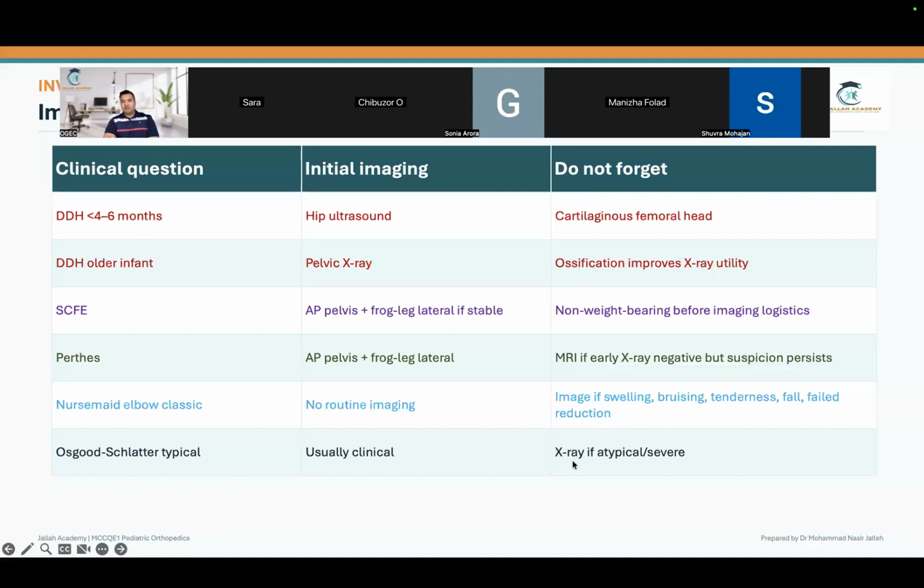Osgood is usually clinical. X-ray if atypical or severe. It is a very clinical picture of someone who is, let's say, an adolescent athlete with anterior knee pain and tibial tubercle tenderness, not symptomatic or toxic appearing, and the pain is mild. You can do some modification in the exercise, and the patient can still continue exercising with mild pain.